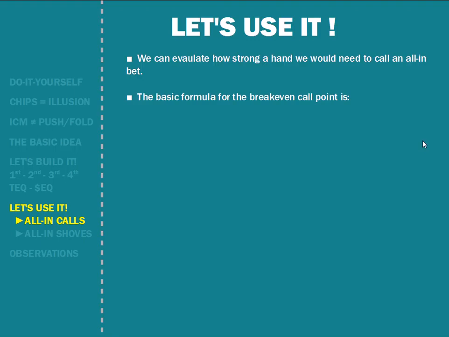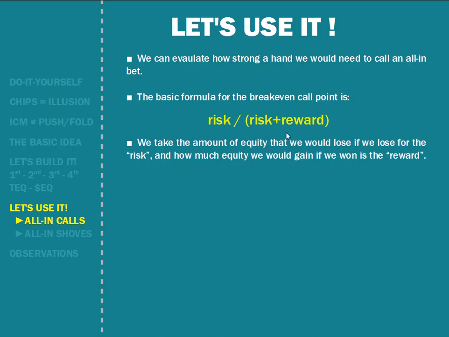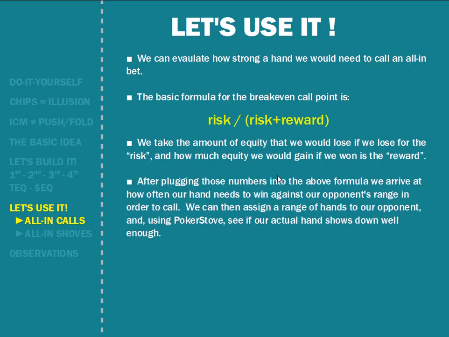So the basic formula for the break-even call point is our risk, what we're risking, divided by the risk plus the reward, right? So basically we take the amount of equity that we would lose if we lose the all-in, or the shove, and we take that amount of equity for the risk. And then how much equity we would gain if we won is the reward, right? And after plugging those numbers into the above formula, we arrive at a number. And that number is basically how often our hand needs to win against our opponent's range in order to call.